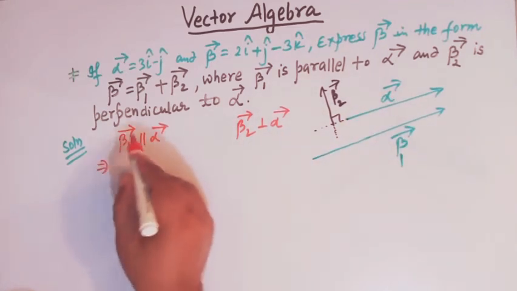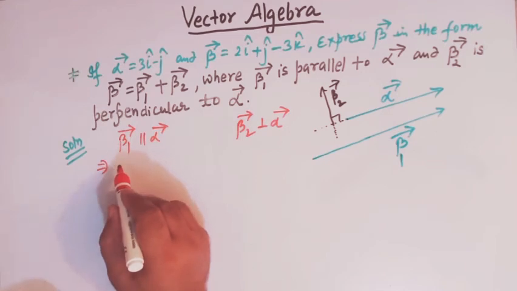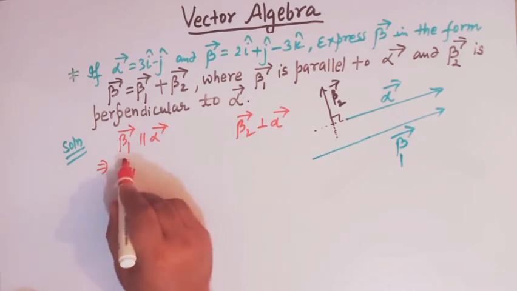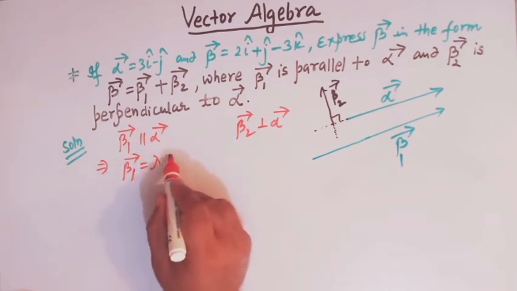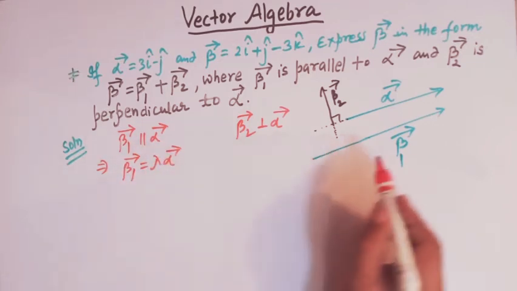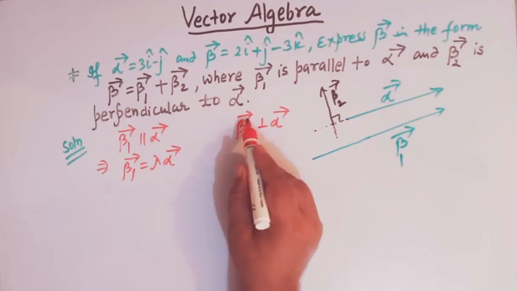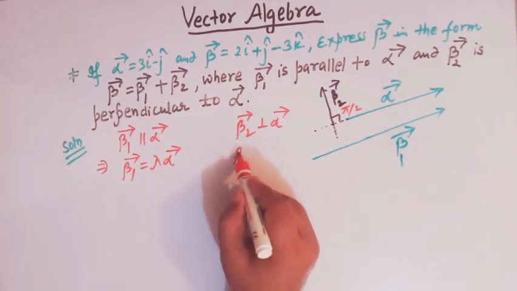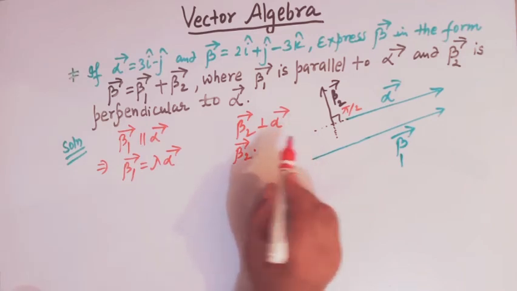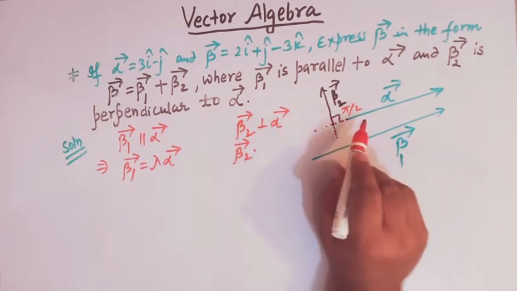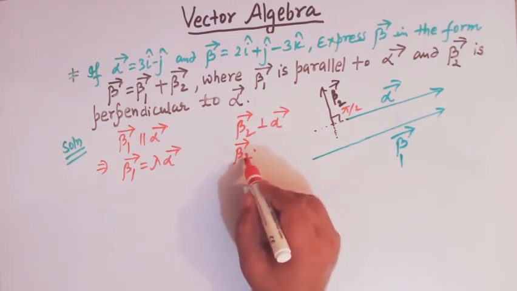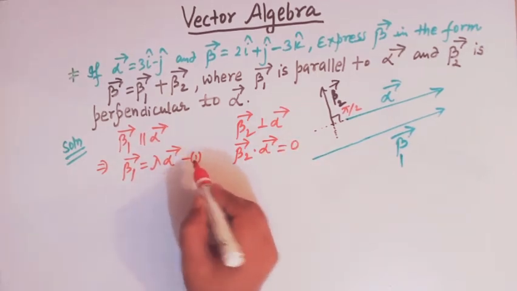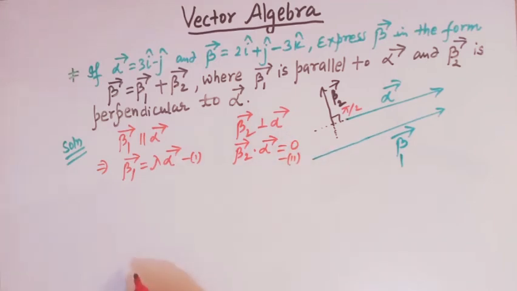So here we have shown that vector beta 1 is parallel to vector alpha. So we know that when two vectors are parallel, then one vector is equal to the scalar multiple of the other vector, or we can write vector beta 1 is lambda times this vector alpha, right? Okay, and here vector beta 2 is perpendicular to vector alpha. This is pi by 2 angle. So we know that the dot product of two vectors is always 0 when the two vectors are inclined at an angle of 90 degree. So here vector beta 2 dot vector alpha is equal to 0.